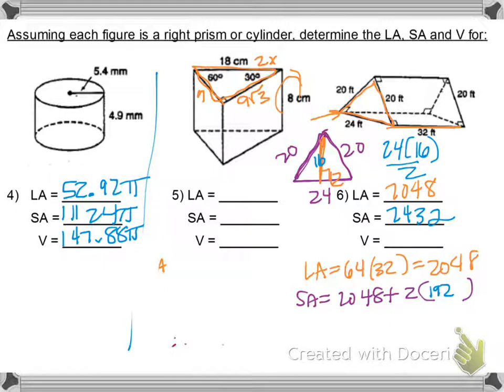And then the volume would be the area of the base, which is 192, times the height of the entire thing, which would be 32, which is 6144.